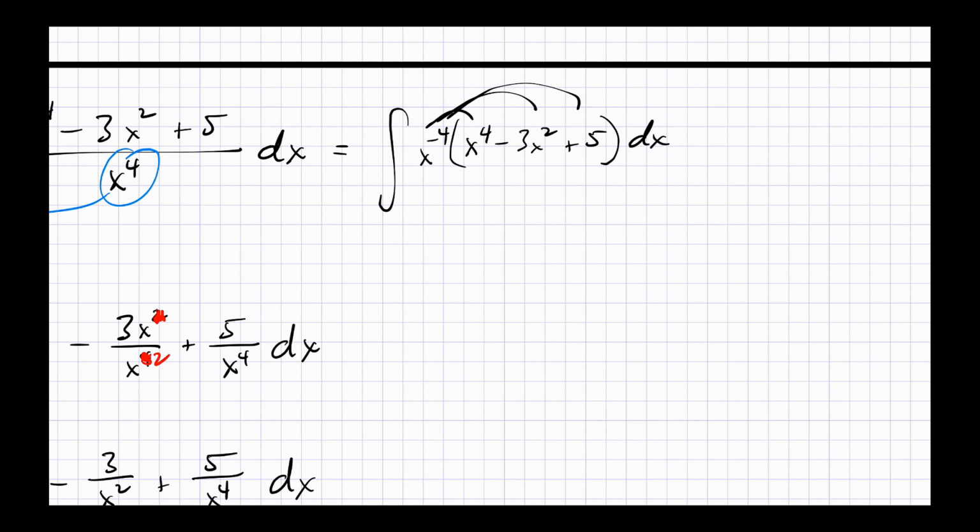If you distribute it over here, what's x to the negative 4 times x to the 4? What do I do with those powers?